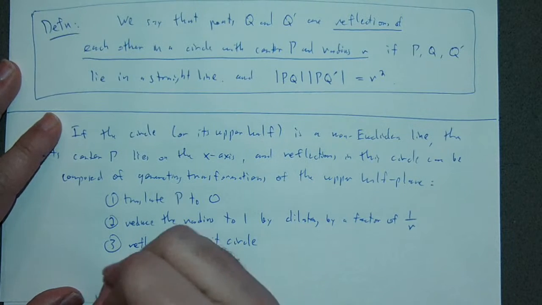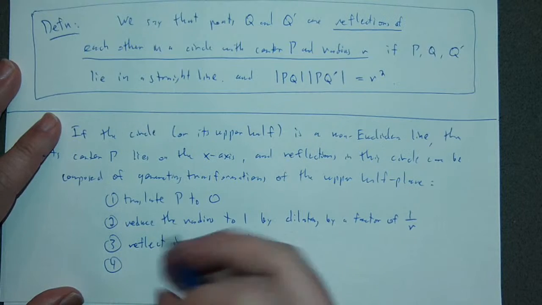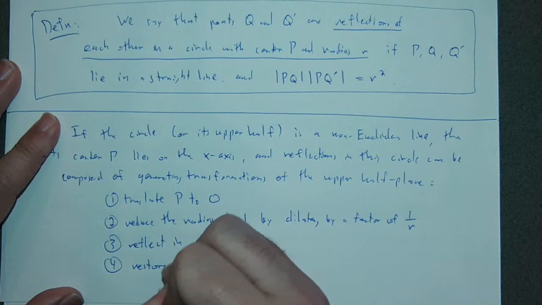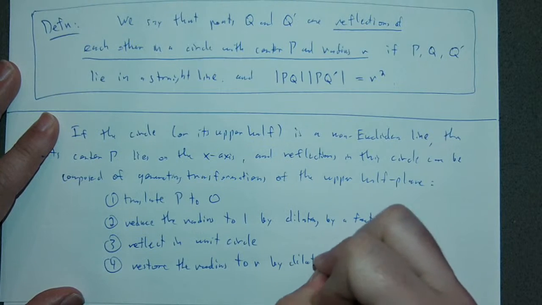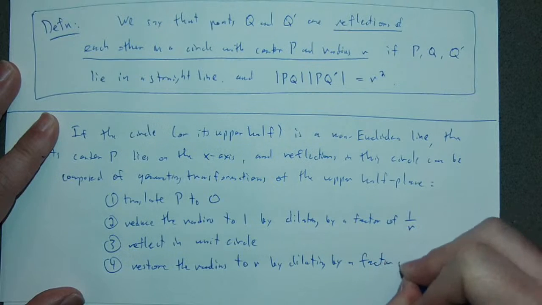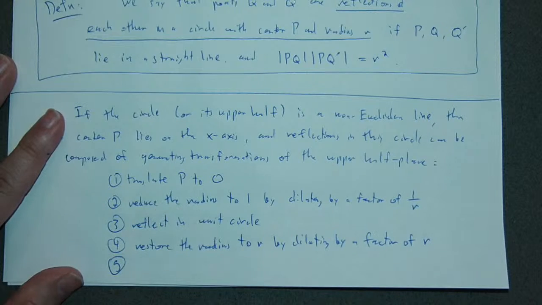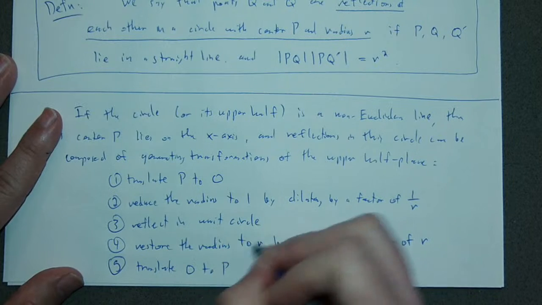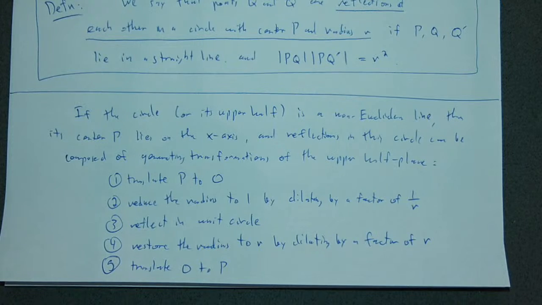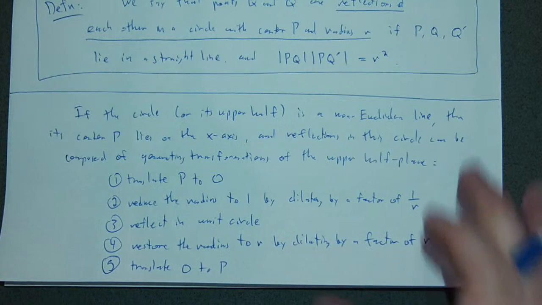Now I have to move everything back. Right? So next, if I'm working in reverse order here, next I restore the radius to r by dilating by r. And lastly, I translate the center back to P. And so reflection in an arbitrary circle that is part of a non-Euclidean line is just easily seen to be generated from these generating transformations for the upper half plane.